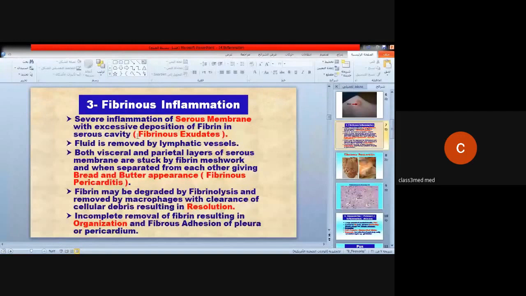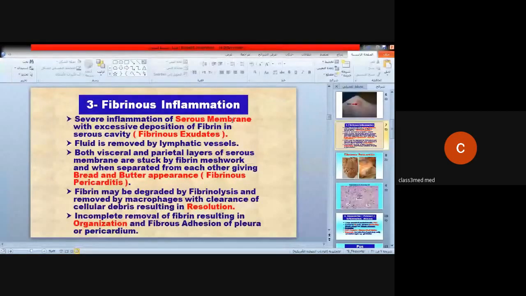The fluid, which is the plasma, is usually removed by lymphatics into the regional lymph node. You know, serous membrane consists of two layers, parietal layer and visceral layer. Visceral layer attached to the organ, and parietal layer outside. The inner layer is visceral, and the outer layer is parietal.